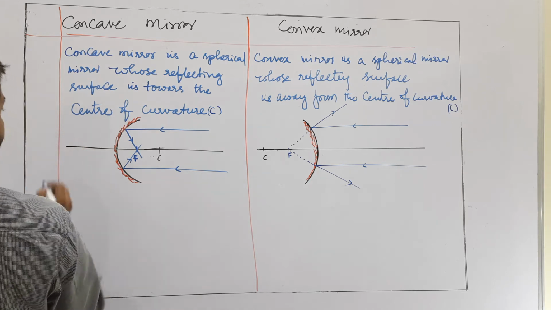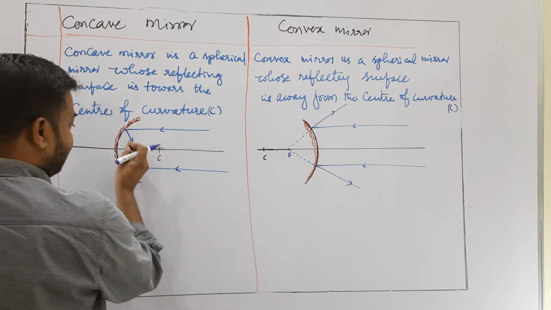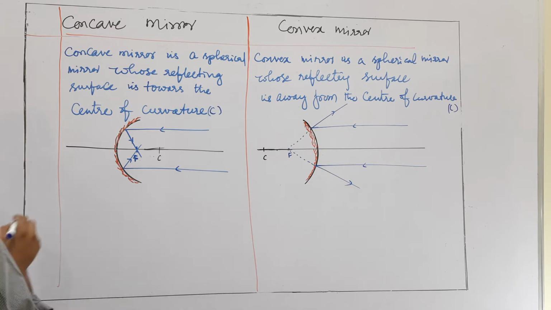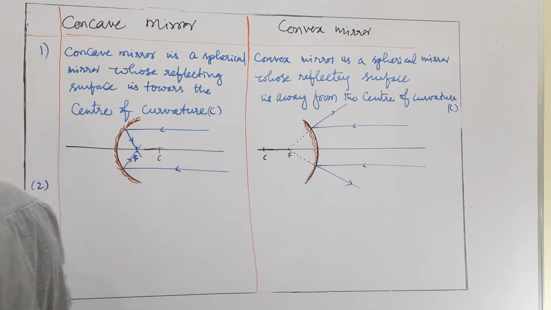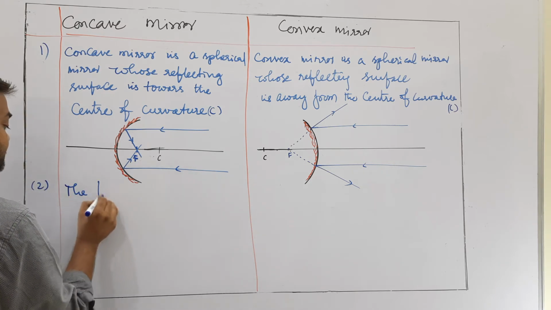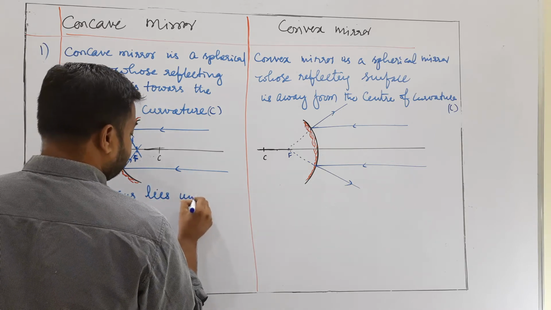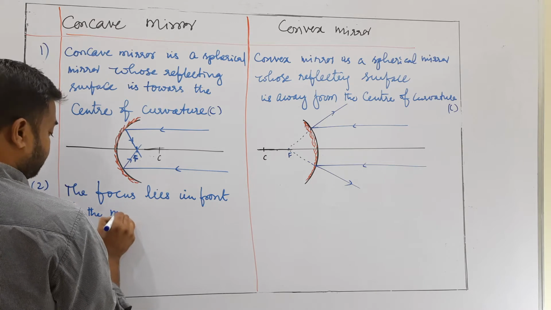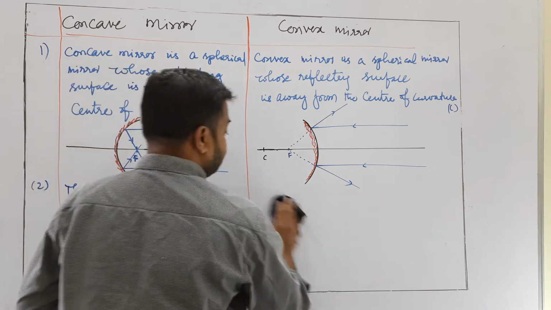This is the first case. What about the second one? The focus is inside the mirror or lies behind it. Okay, lies inside the mirror, that also we can write here. First and second we can write here. In the concave mirror, the focus lies in front of the mirror.